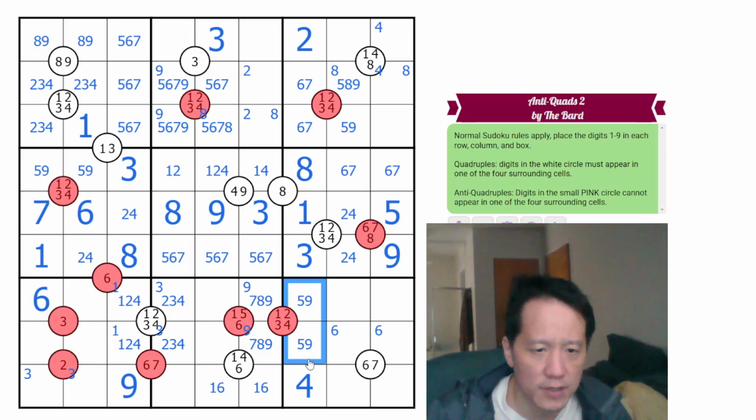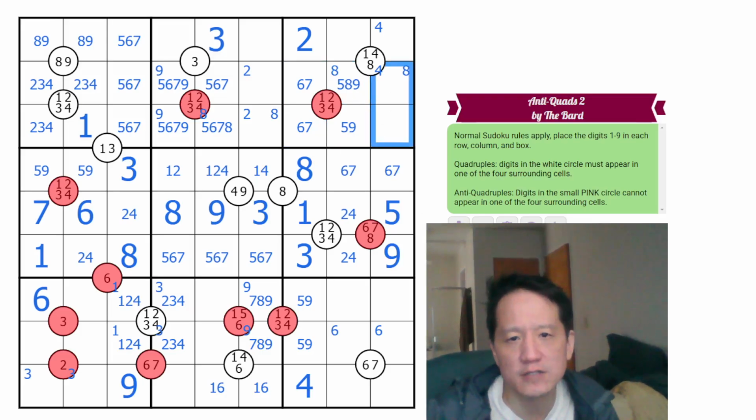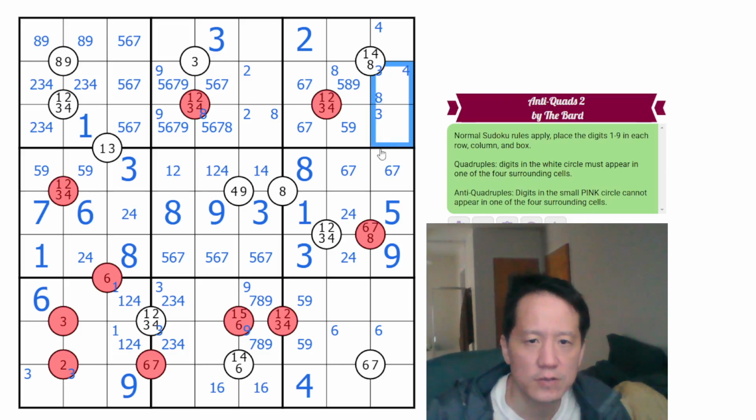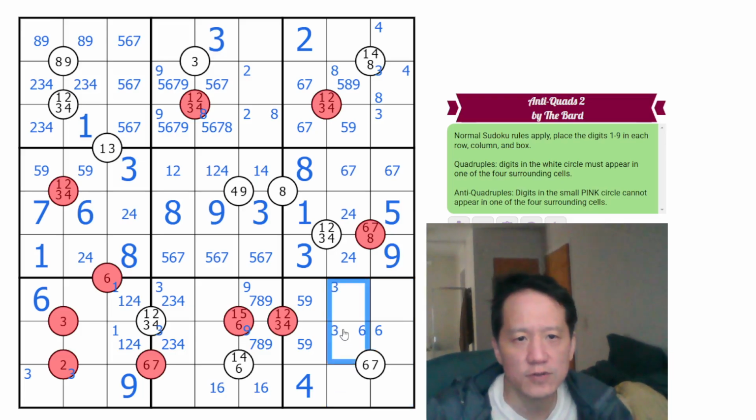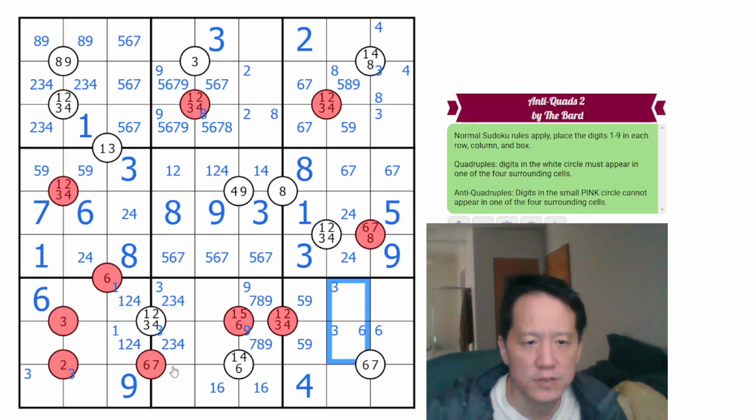This is 5 and 9. 6. 7 has to be surrounding it. 1 can be any of these 4. 3 can be any of these 4. 3 cannot be any of these cells, and it can't be any of these cells because of the anti-quad. Therefore, 3 has to be one of those two here. Which means these can't be 3, these can't be 3, so 3 has to be one of these two here. That doesn't tell us very much, unfortunately.